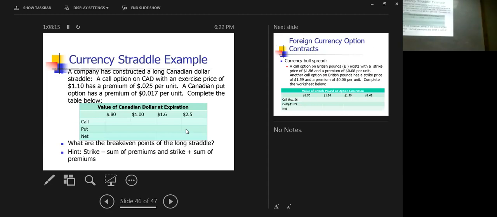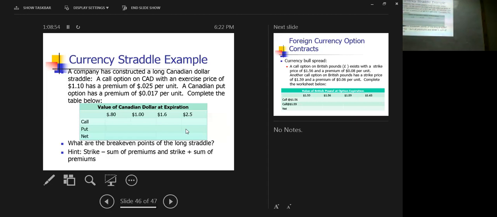A company has constructed a long Canadian dollar straddle. Something like this is on the exam, so I'm not hiding anything from you. Don't say when you reach it that you didn't know. A call option on the Canadian dollar with an exercise price of 110 has a premium of 0.025. A Canadian put option has a premium of 0.017. Complete the table below. Let's do the first one and the last one.